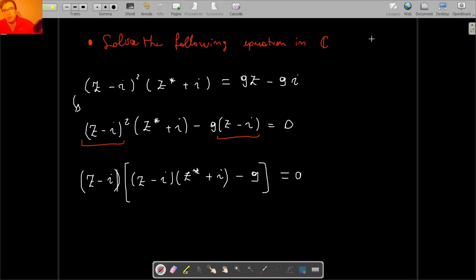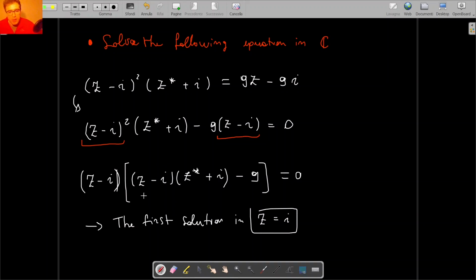So the first solution is z equal to i. Now we have to make this whole expression equal to 0, so we can focus our attention on it. We want (z minus i) times (z star plus i minus 9) equal to 0.